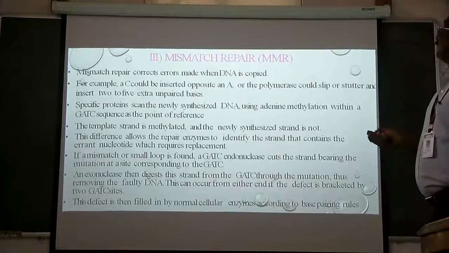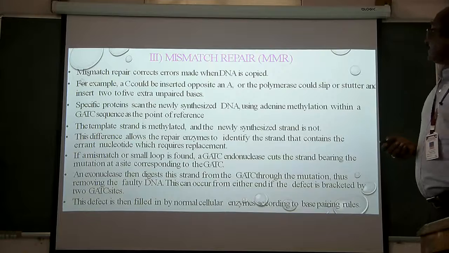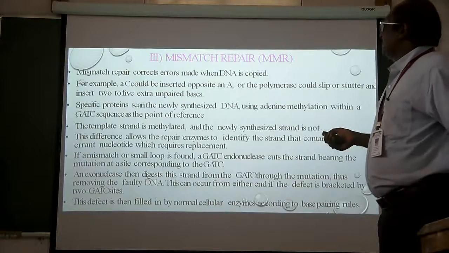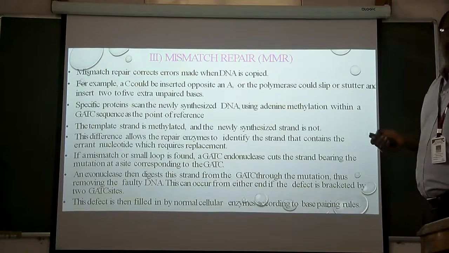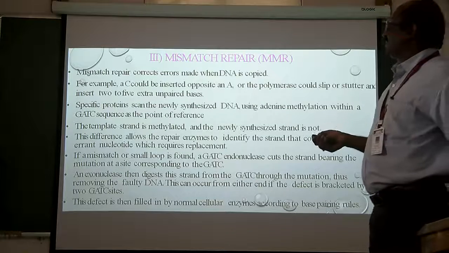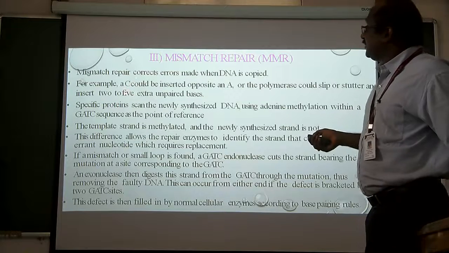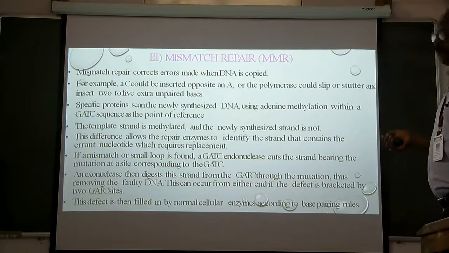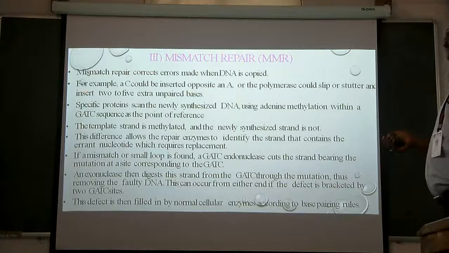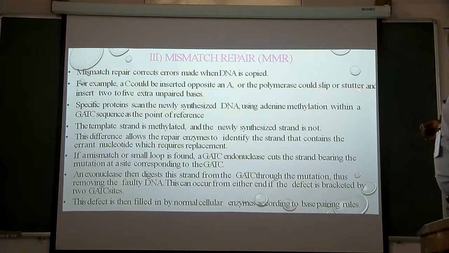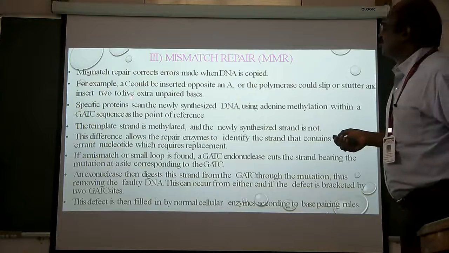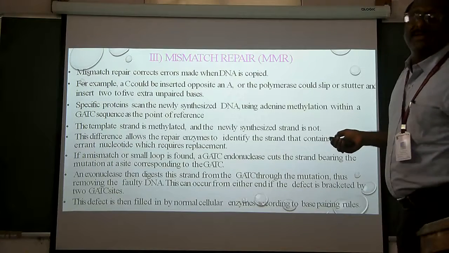So this is mismatch repair, MMR. Here you can see that errors are corrected after the DNA is copied. For example, a C could be inserted opposite to an A, that is, cytosine opposite to adenine, or the polymerase could slip or stutter and insert 2 to 5 extra unpaired bases.